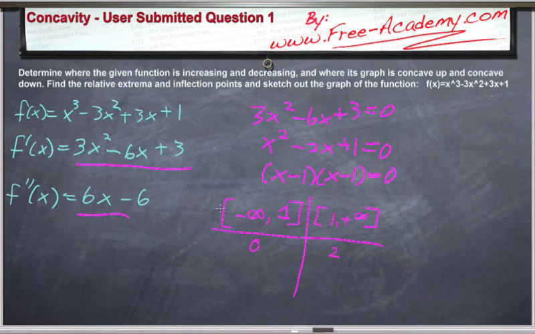And then we're going to put these numbers back into the equation here to determine if we get a positive or a negative. So 0 in x squared minus 2x plus 1 gives us positive 1. And 2 in this equation is going to give us 4 minus 4 plus 1, positive 1. So this is positive again.